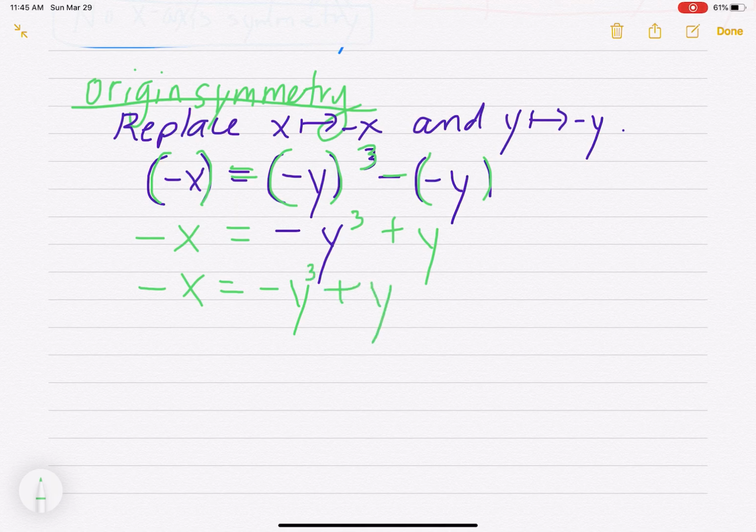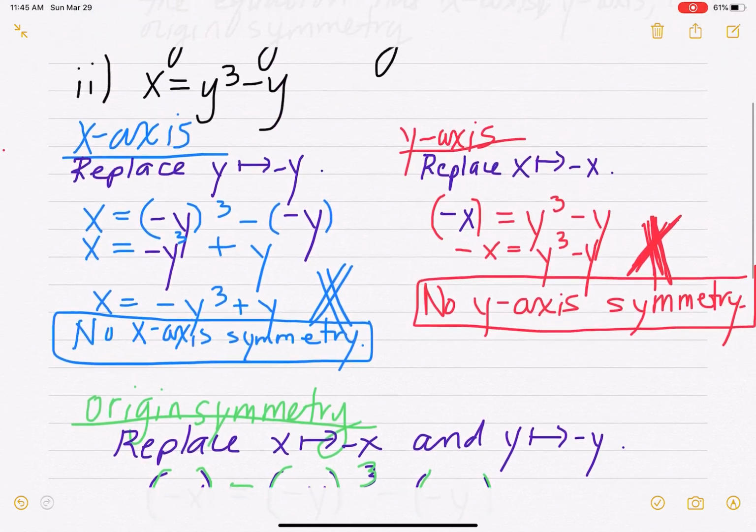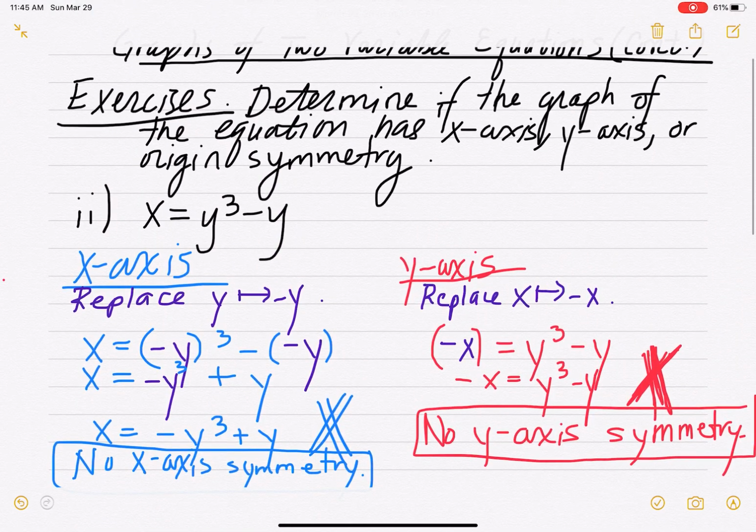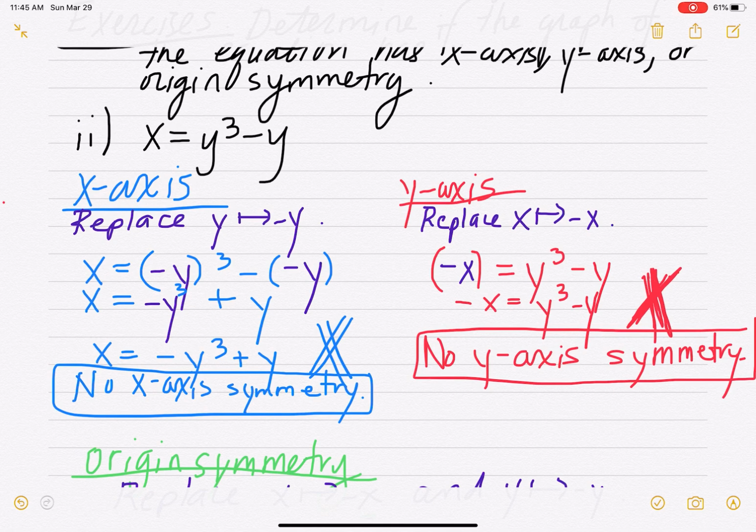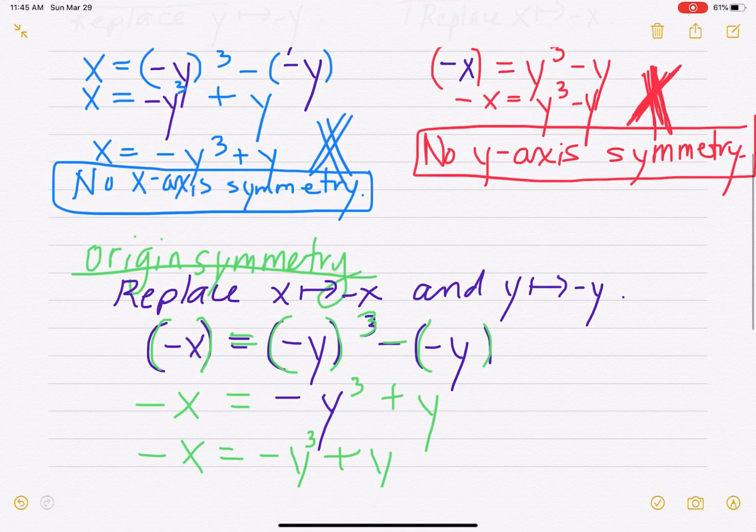So the big question, is that equation the same as the original equation? Is negative x equals negative y cubed plus y the same as the original equation, x equals y cubed minus y? Let me write that down. x equals y cubed minus y. That's the original. I'll put that in black.